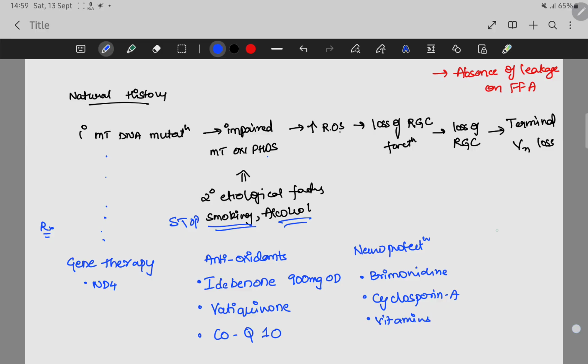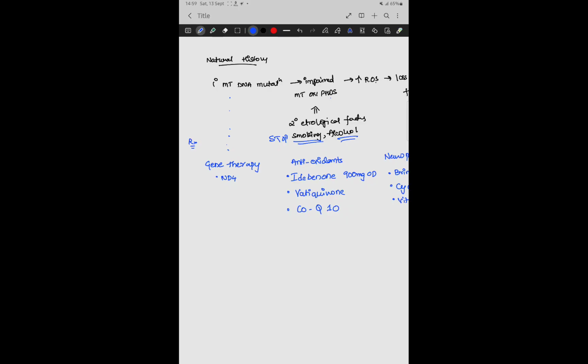In the case of female carriers, you can think of hormone replacement therapy because estrogen is protective for retinal ganglion cells. This was regarding the treatment part. Now we'll discuss other disorders.